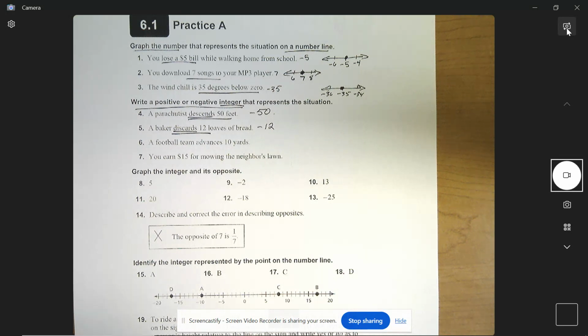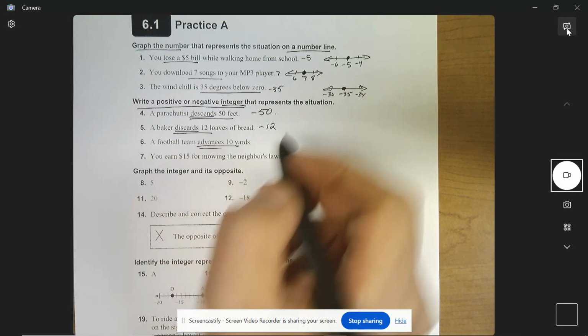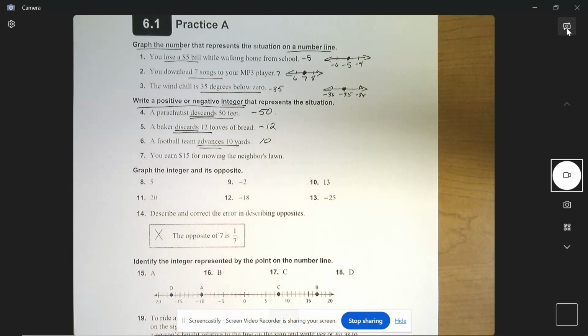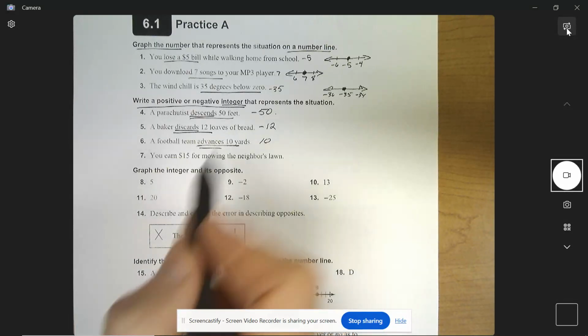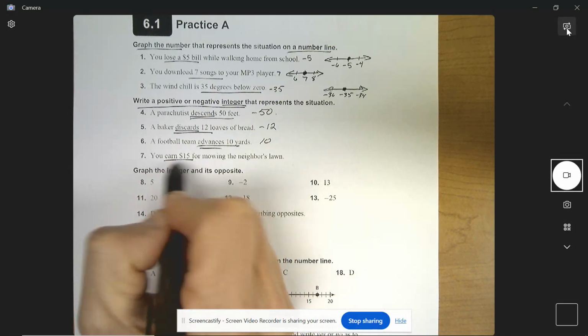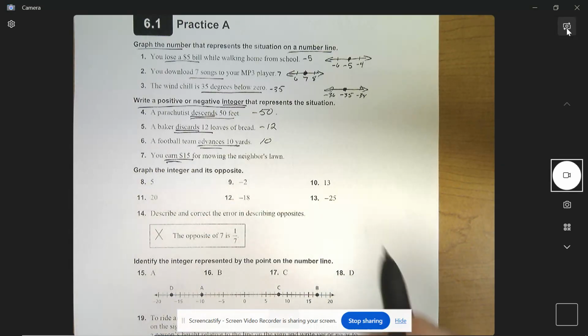Number 6, they are advancing. That means it's moving forward. That's a +10. And then number 7, you earn $15. So that's also going to be positive.